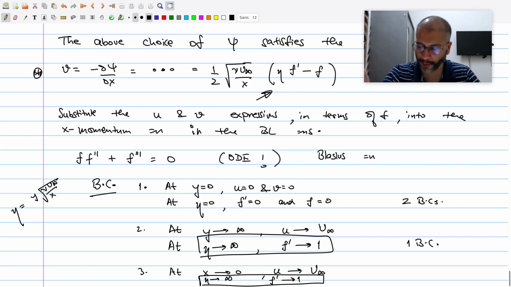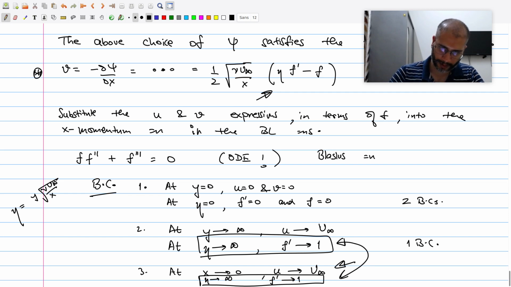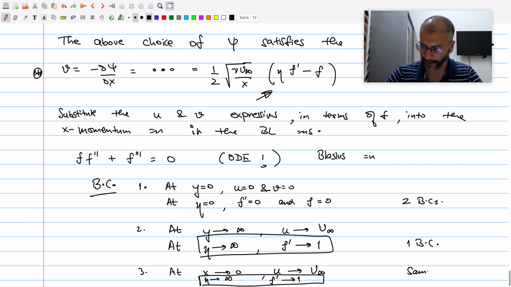So if for some reason hypothetically u was not tending to u infinity, but u was tending to some other value, then we cannot use this idea, because then these two will not be the same. But eta is still tending to infinity in both cases. So this won't be well posed, or this substitution that we have made is not a good substitution. Just be careful about these things. It's very important. So I'll just write same as above.